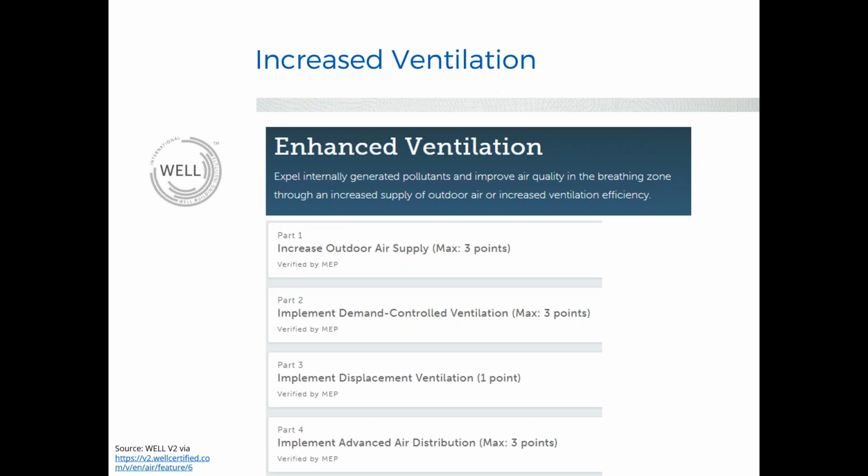So there's a number of options available. Some that are really unpopular are increasing the outdoor air supply 30% above ASHRAE 62.1. So typically that doesn't complement energy efficiency initiatives very well. And it's not the most popular strategy, but that is something that is being pushed forward as a new concept in the indoor air quality and indoor environmental quality space.